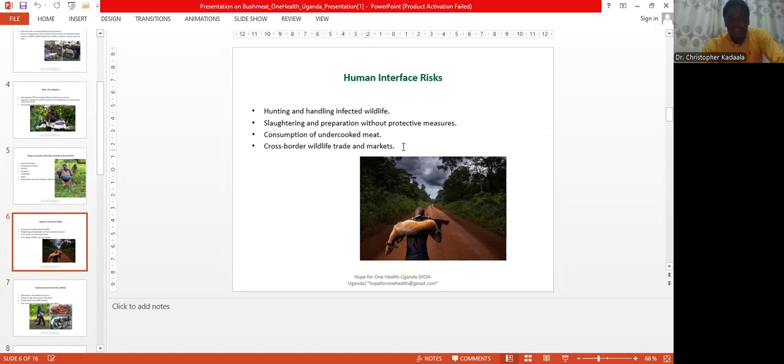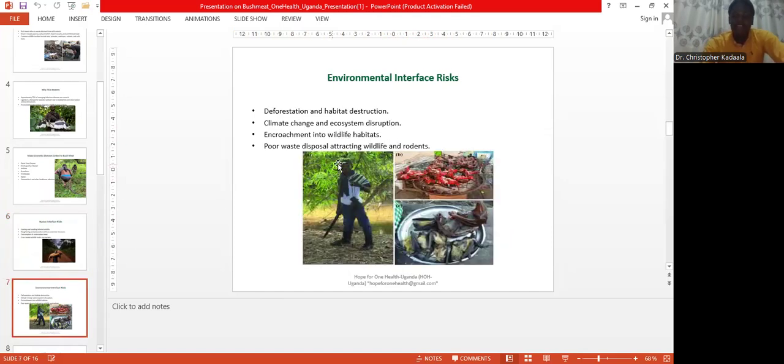Cross-border wildlife trade and markets. I had recently visited the borders of Congo and Uganda, and there is transaction there. Markets do trade in bushmeat, so it is also one of the major causes of zoonotic disease transmission among communities, even across borders.